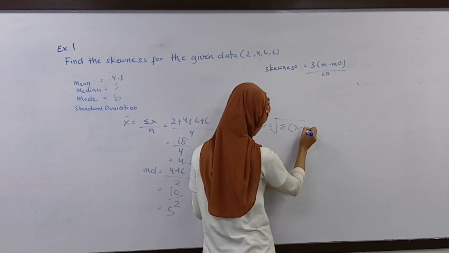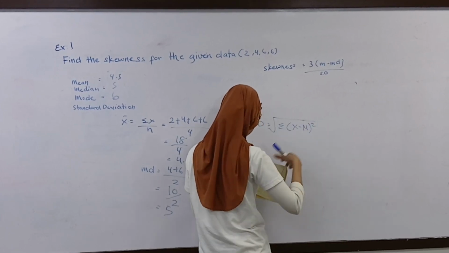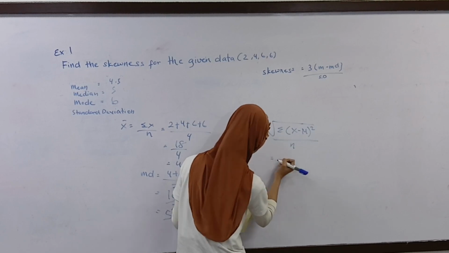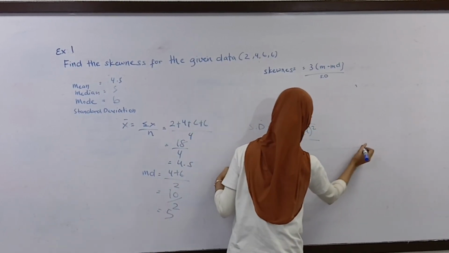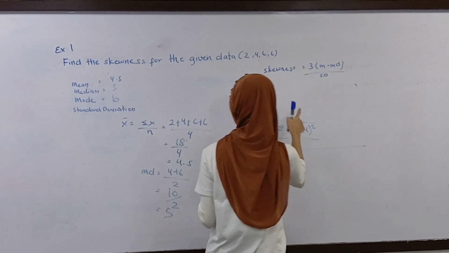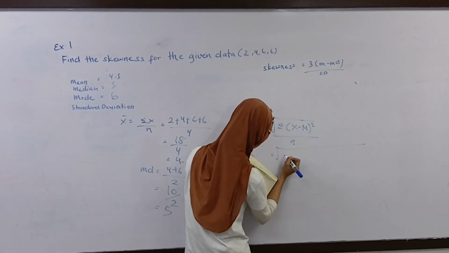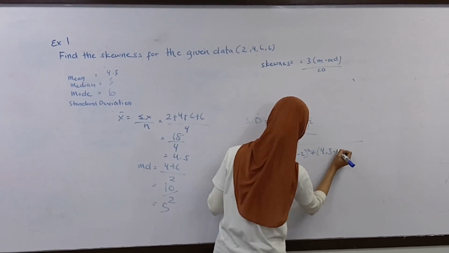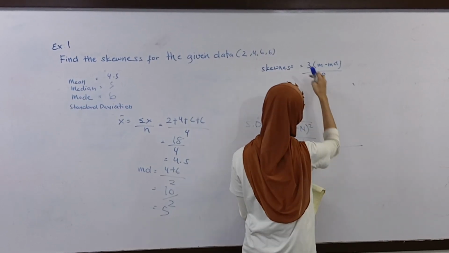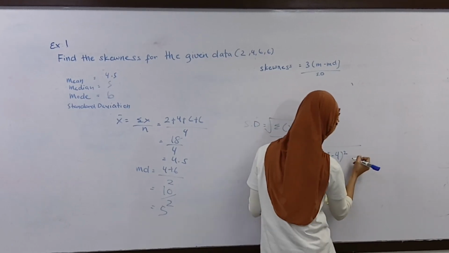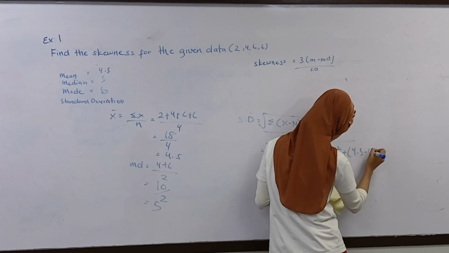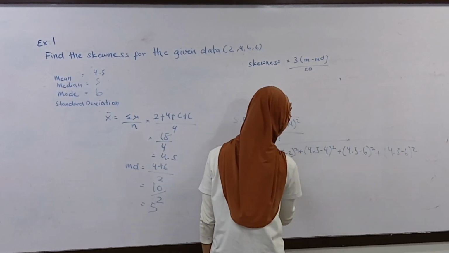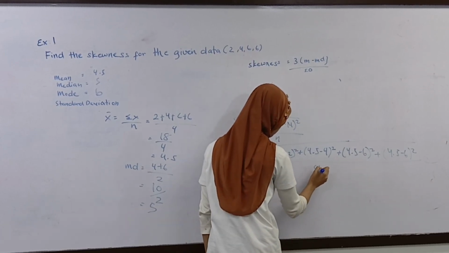For the standard deviation, it is the square root of the summation of x minus the mean, squared, over n. So we first need the x minus the mean: 4.5 minus 2 squared plus 4.5 minus 4 squared plus 4.5 minus 6 squared plus 4.5 minus 6 squared, over n, which is 4.